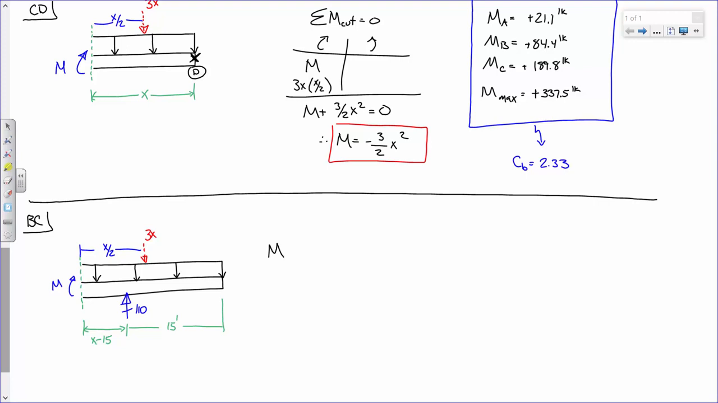Now watch this. Instead of rewriting moments, my internal moment is going to be the same contribution from that. But see how my moments, like, remember how they sort of went down and then they're going back up? Well, they're going down because this is negative. So where they're going back up, I'm going to add a term. And I'm adding 110 times x minus 15. Now, if you don't believe that works, you can sum moments and develop the equation, but it's going to be the same thing.